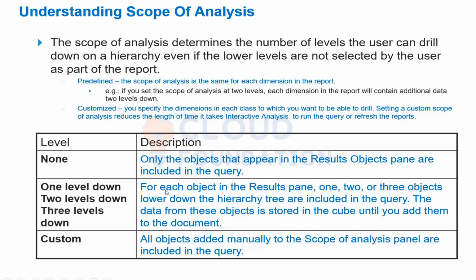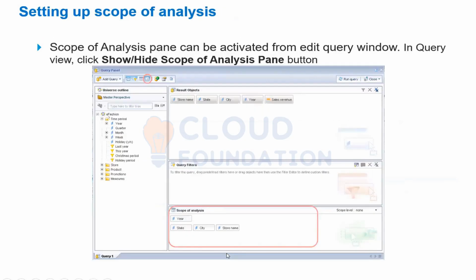If we put one level down for each object in the results pane, it will give us one object level down; with 2 levels down or 3 levels down, it gives that many levels. The hierarchy trees are included in the query. The data from these objects is stored in the cube until you add them to the document. Custom: all objects added manually to the scope of analysis panel are included in the query.